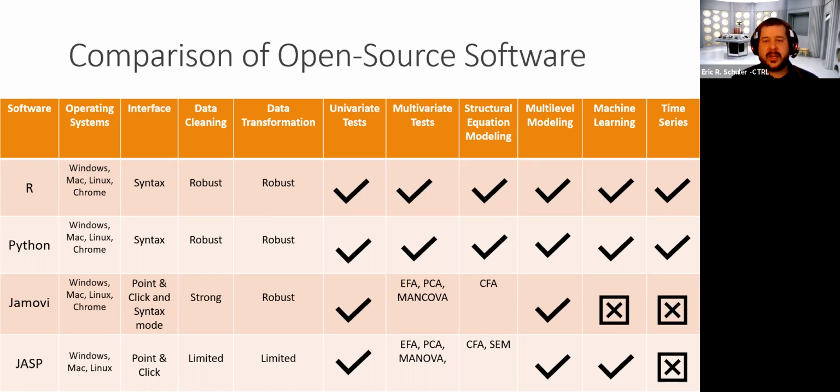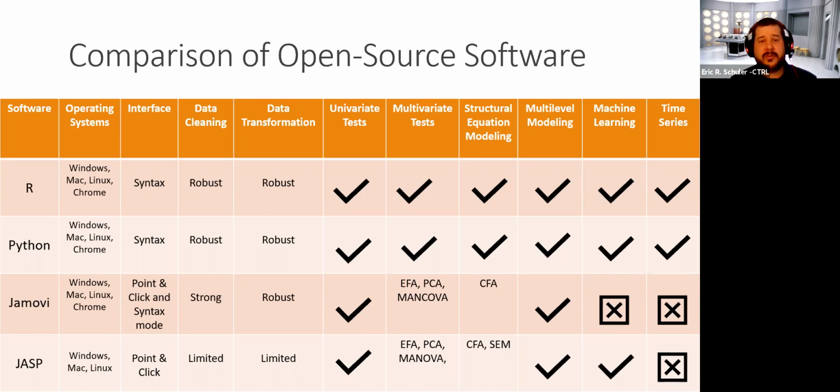Because Excel is so powerful for data cleaning, they actually recommend cleaning your data in Excel and creating variables there first before importing it. So it does have some really limited data cleaning options. You can do some basic data transformations and create scales, but again, it's really, really limited. Whereas R and Python are really robust for data cleaning. Jamovi's pretty strong, but all three are really good for data transformations and creating new variables.